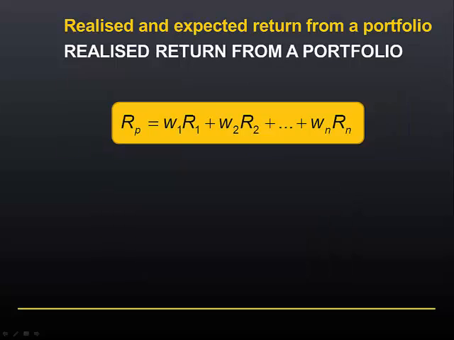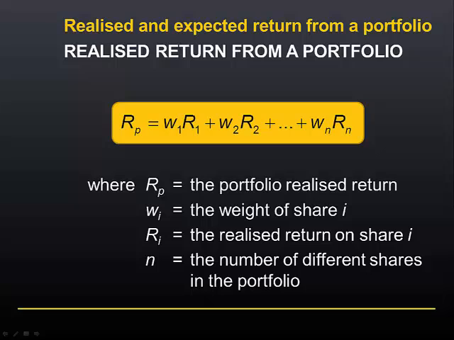This is the formula for the realized return from a portfolio. We take the realized return from each share, multiply that by the weighting of that share in the portfolio, and then add up the weighted realized returns.